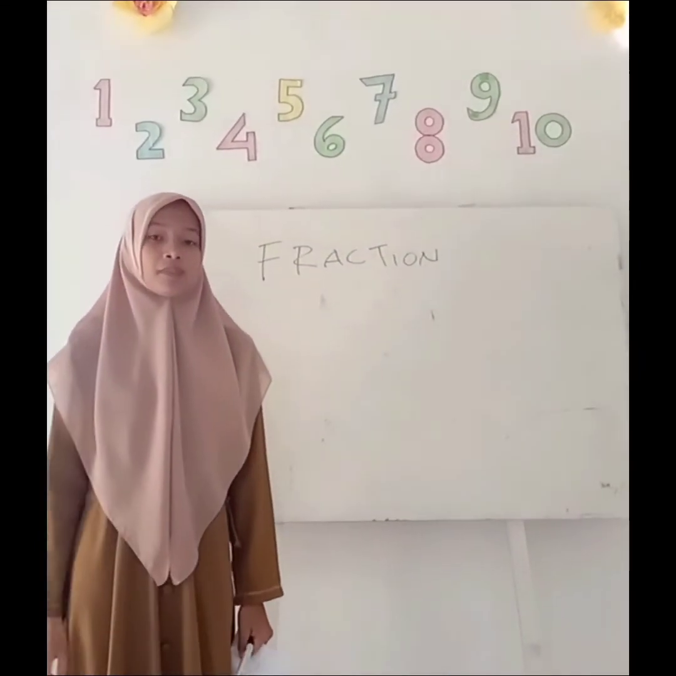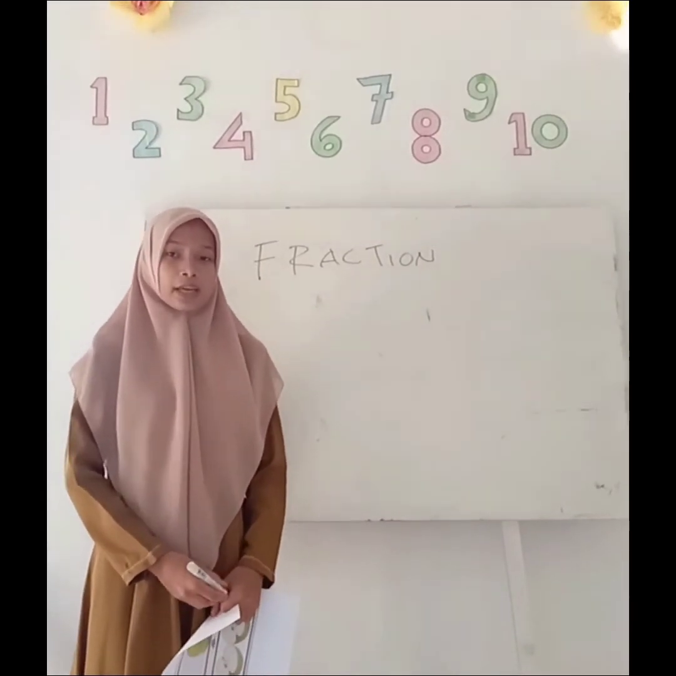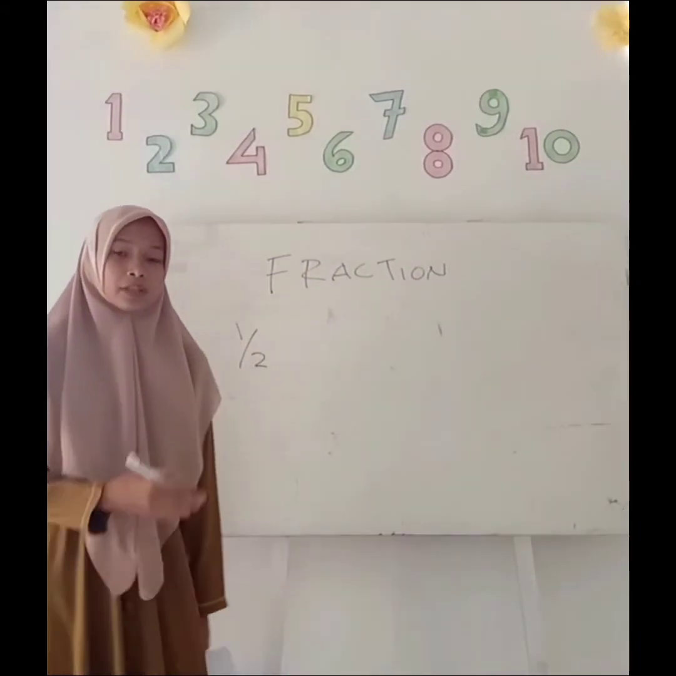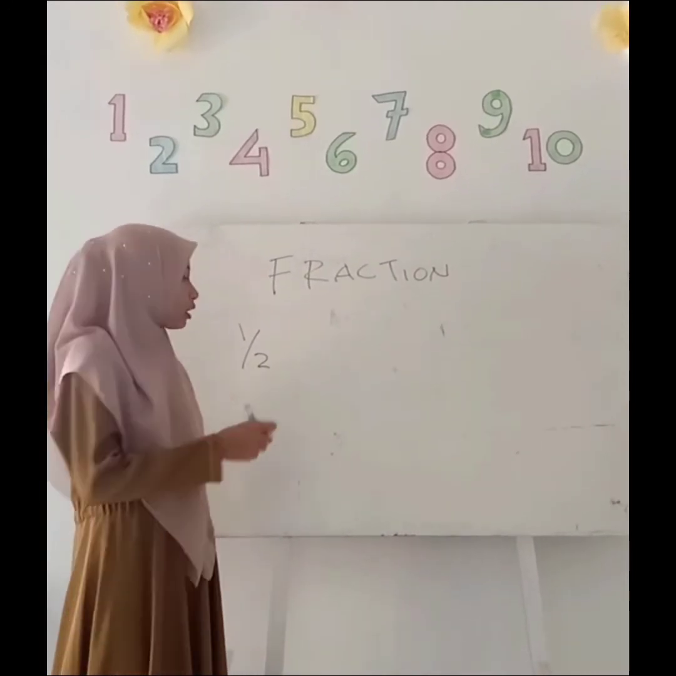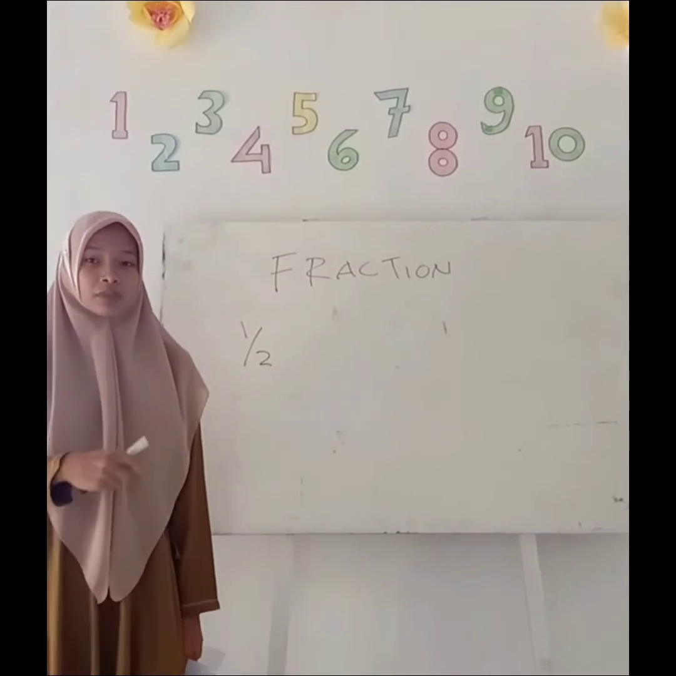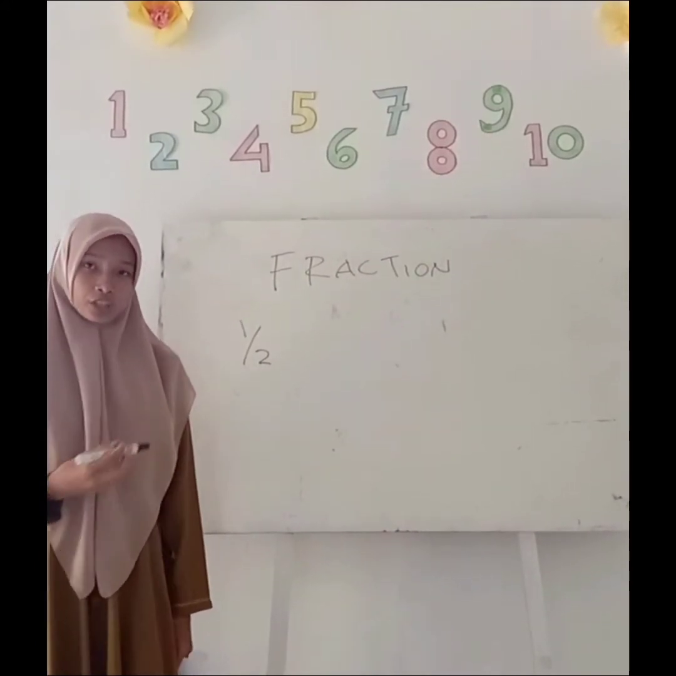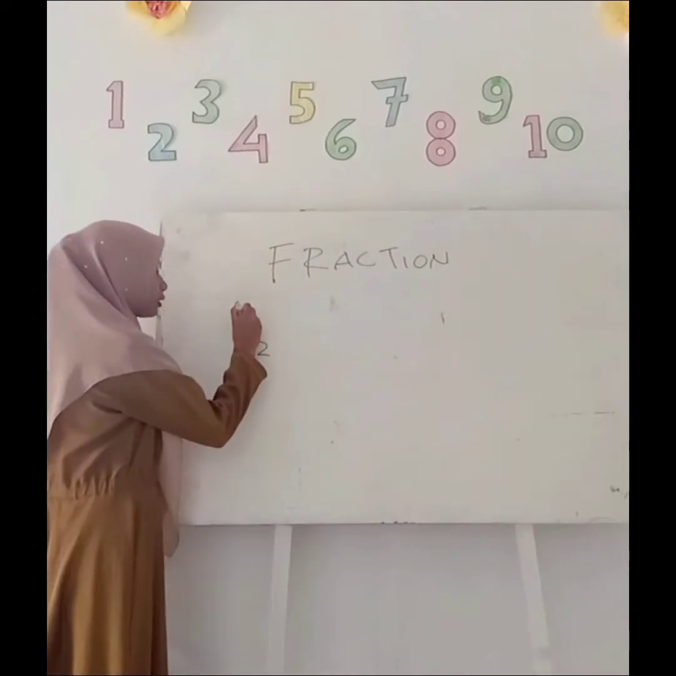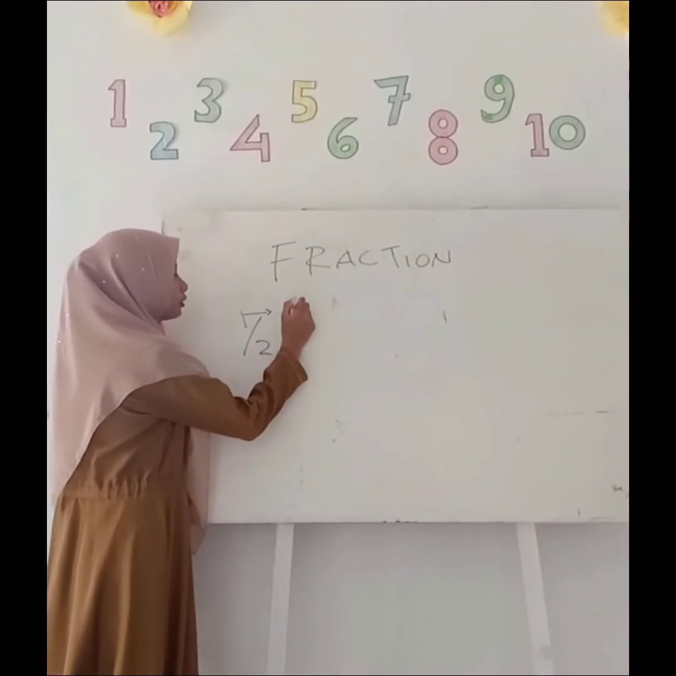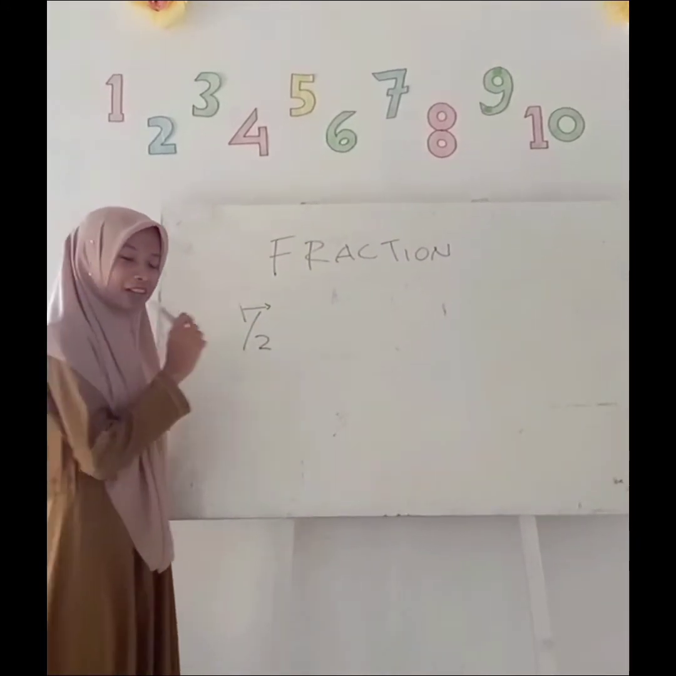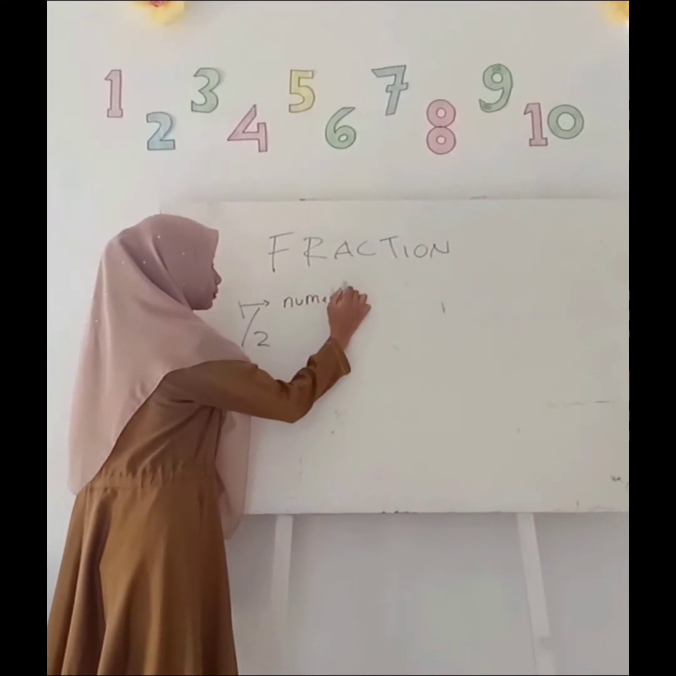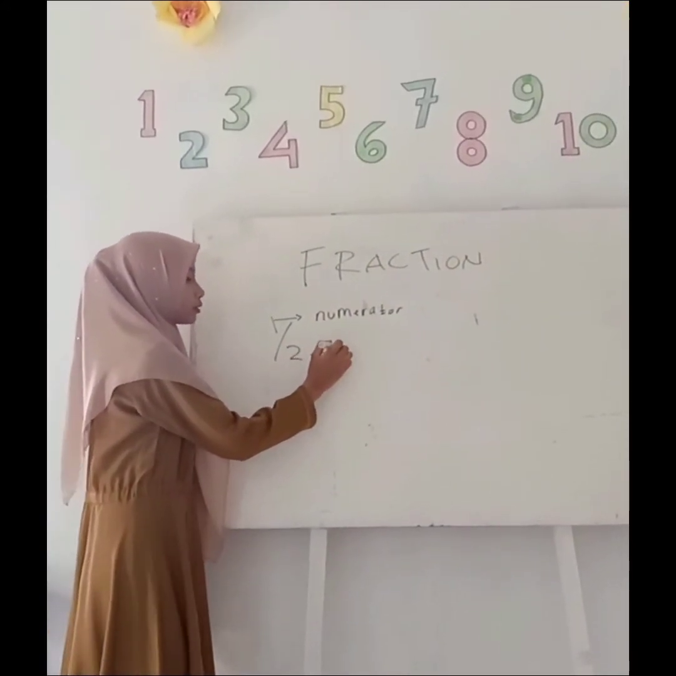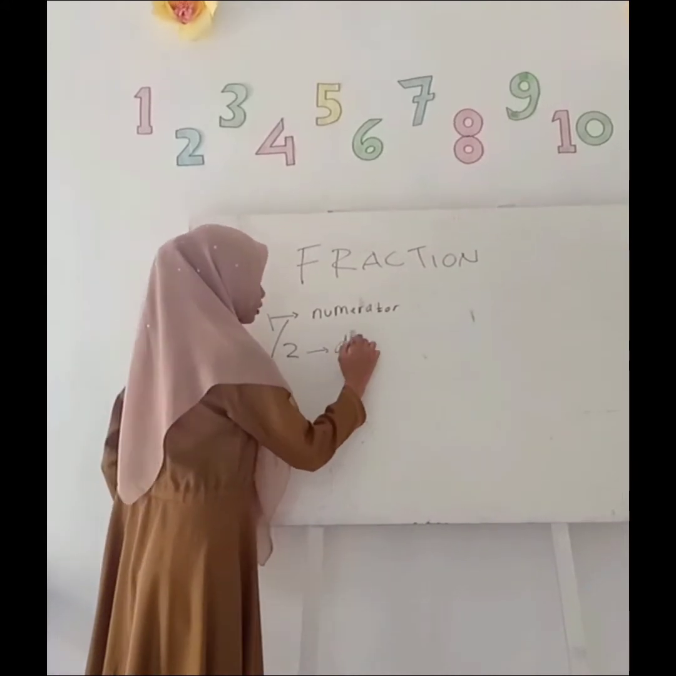One part is called one over two, or half, and is written 1/2. From this explanation, we find the number 1/2. The number 1/2 is called a fraction. In the fraction 1/2, the number 1 is called the numerator. Number 2 is the denominator.